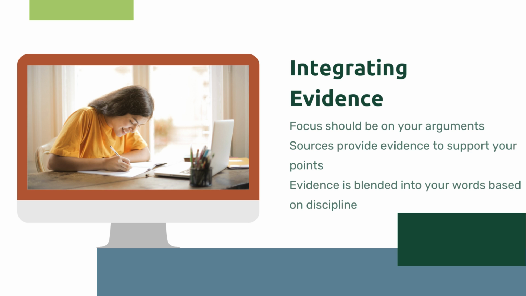The way that you integrate evidence into your paper allows you to approach a topic in a unique way. The focus should be on what you are saying rather than on what any individual source is saying. However, you do need to use evidence from others to support your argument. The way you blend the evidence into your words depends on your discipline and the conventions of academic discourse.